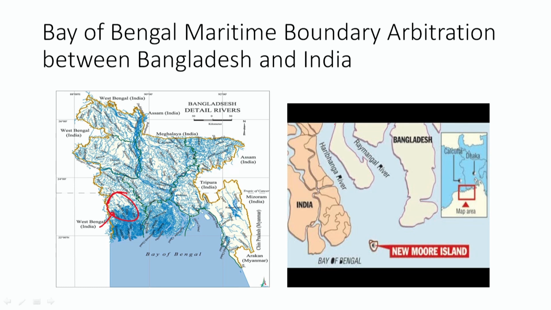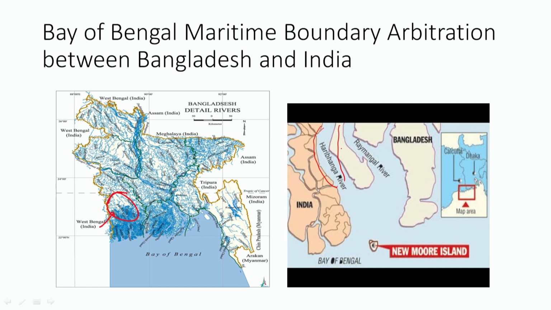Let's say the Haribanga this year passes like this. So this means it has taken much of the Bangladesh side. It can be that next year the Haribanga river follows this path and takes the Indian side. So we cannot say that this is a static measurement.